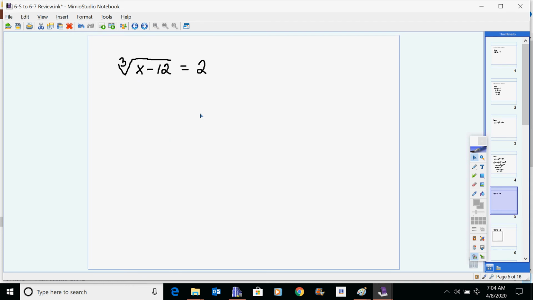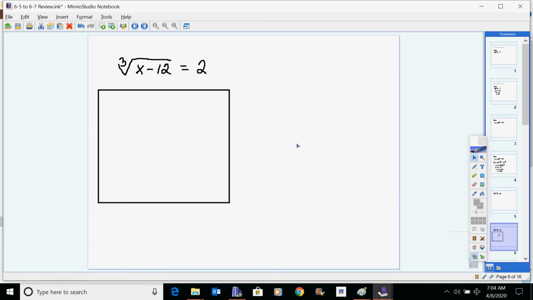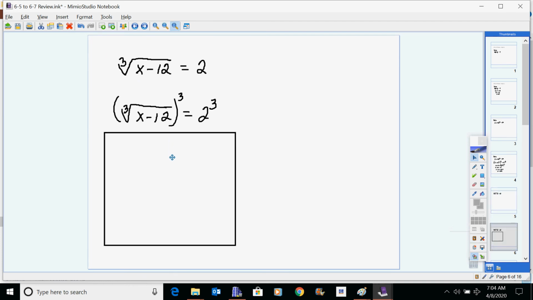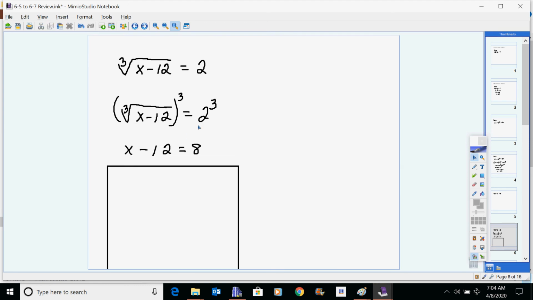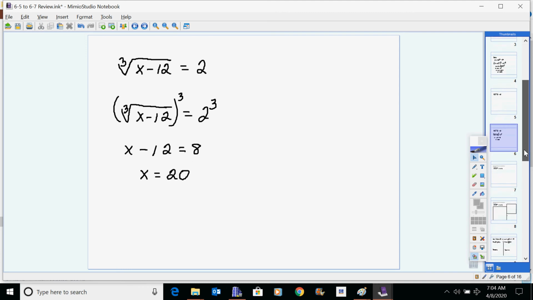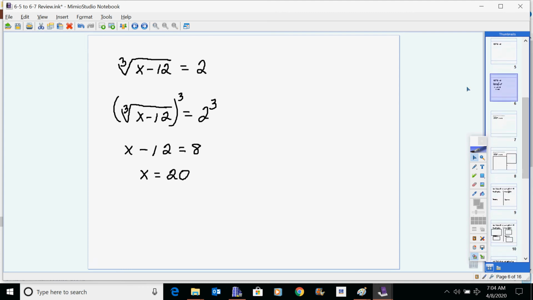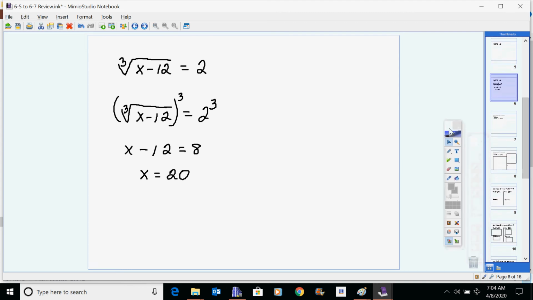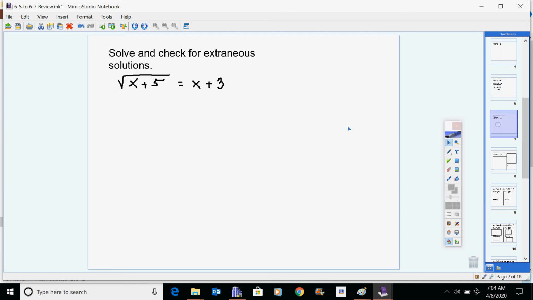To undo a cube root, you cube it. So we're going to cube both sides here. Once we have done that, 2 cubed is 8. Be careful with that one. Add 12 and get 20. Okay, like I said, if this is going too fast for you, go back and watch the slow explanation on the original video. This is just a quick review. Do it at your pace.